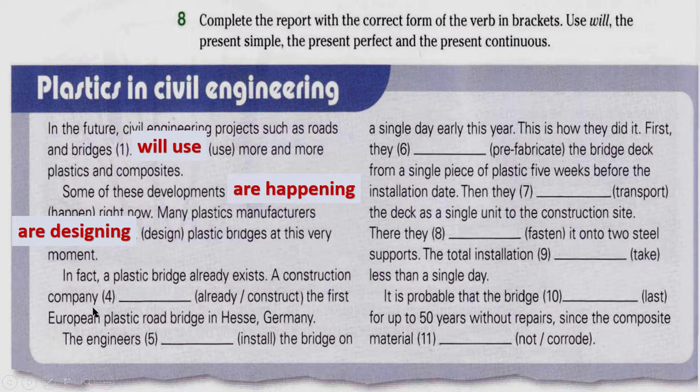A construction company already. Already, which tense will we use with it? Good. The present perfect. Has already constructed. European plastic road bridge in Hesse, Germany. The engineers installed the bridge on a single day early this year. This is how they did it.